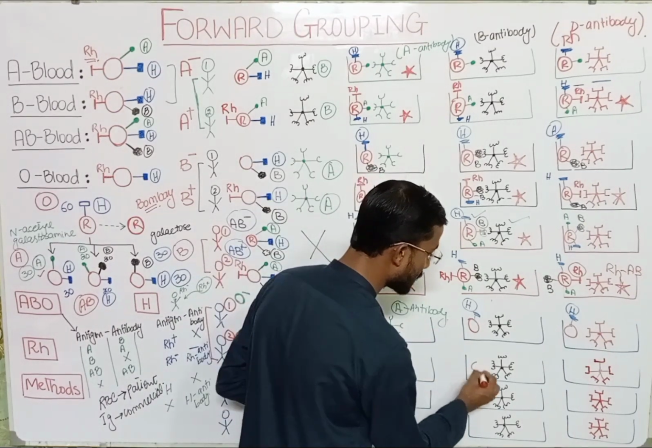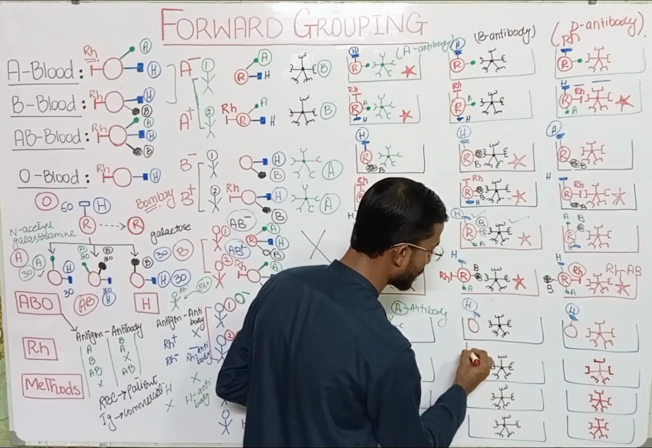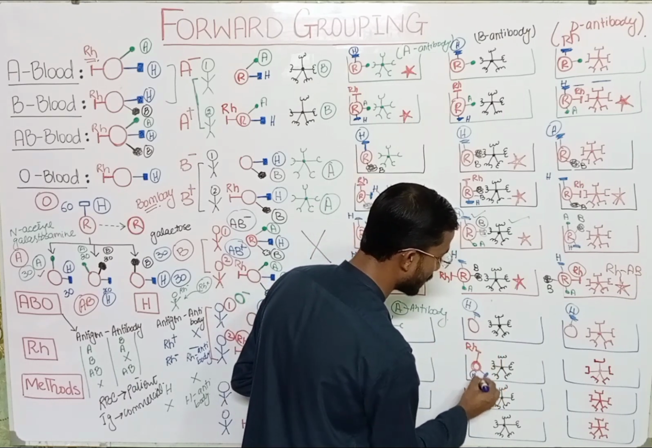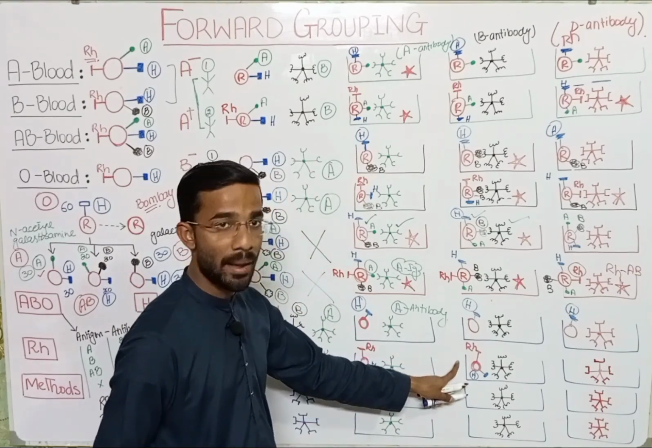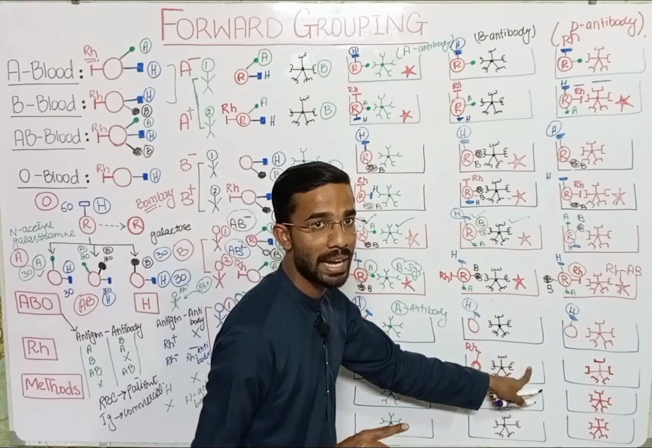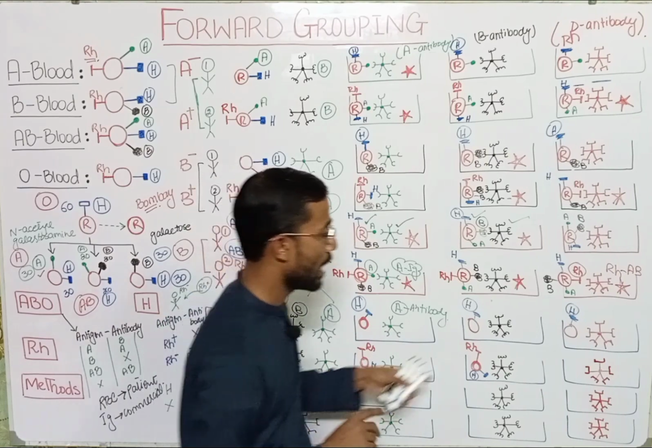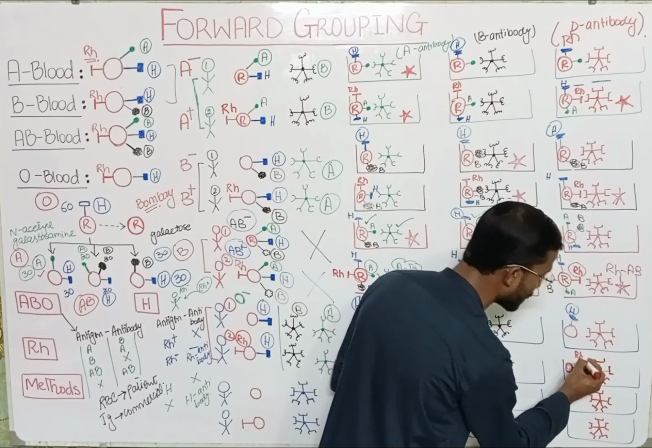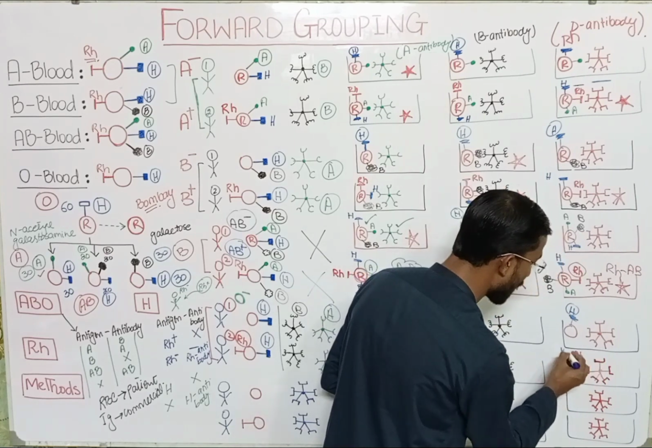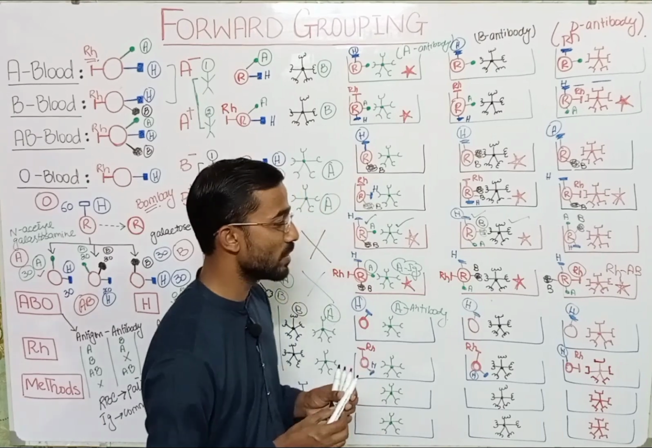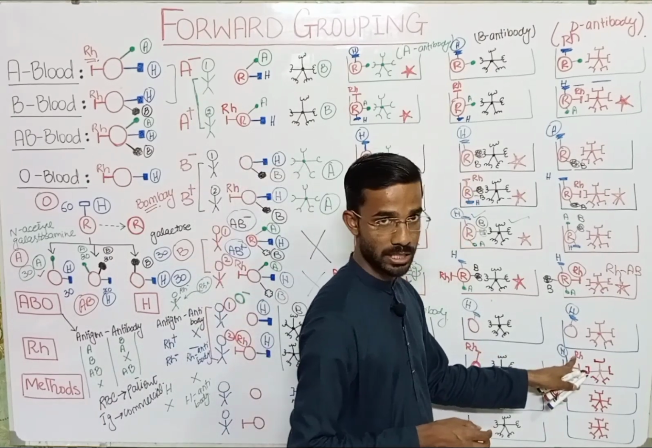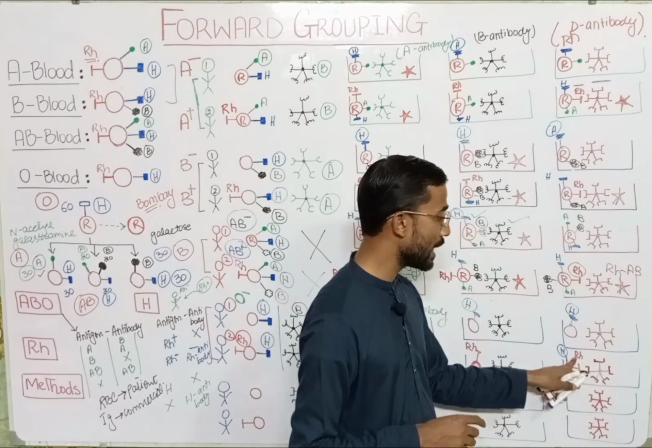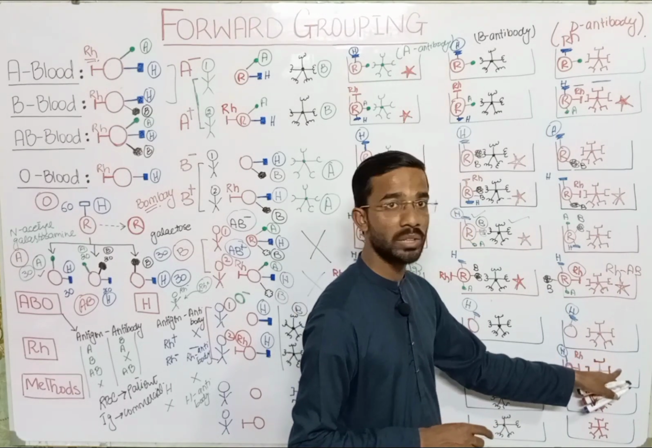Move forward. Here are the RBCs, and these RBCs have the Rh antigen, and you also see the H antigen. No B antigen is present against the B antibodies, so you never see the agglutination. And in the last case, here are the RBCs, and here is the Rh antigen and another antigen, which is the H antigen. In that case, you will see that the Rh antigen is present corresponding to the Rh antibody.